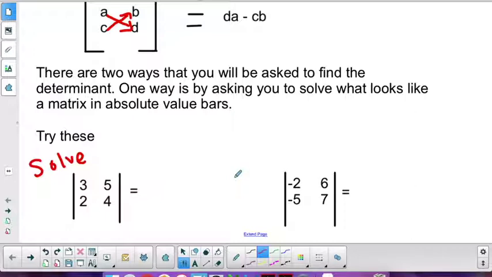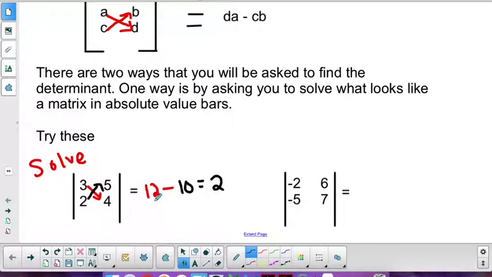And the thing is, you not only have to remember what it is, but you also have to remember how to do it. So in this case, solving these 2 matrices, we're going to do 3 times 4, so that's 12, minus 2 times 5, which is 10, and your answer is 2. The determinant of this matrix is 2.